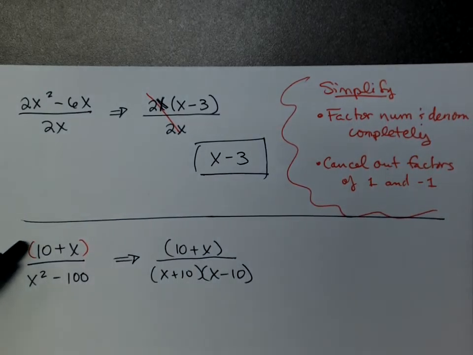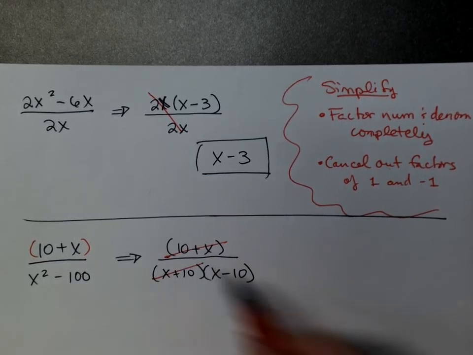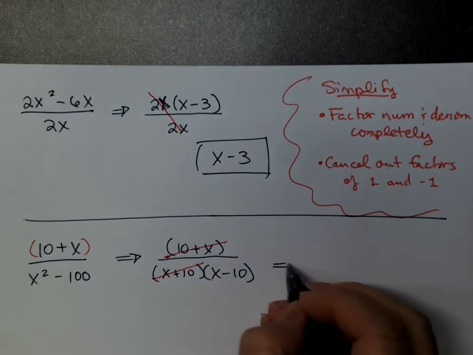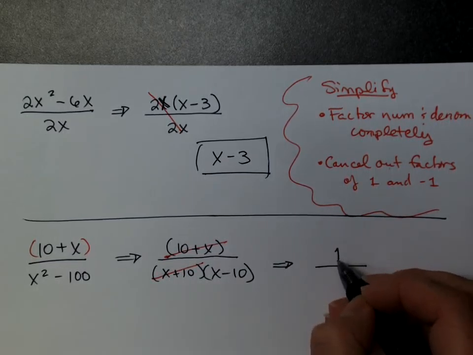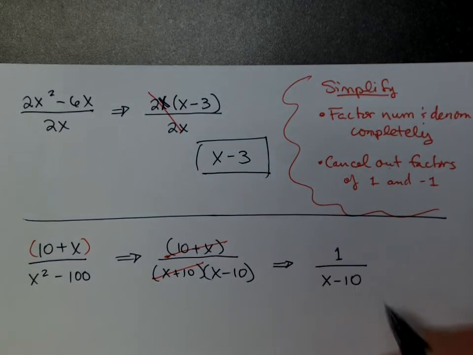Fully factored, I've got 1 factor on top and 2 factors on the bottom. Do I see any that match, that are factors of 1 or negative 1? 10 plus x, x plus 10. Those are the same thing, a factor of 1. That's not negative 1 because they're both plus. Order doesn't matter, they have the same value. Now, if you cancel out a factor of 1, you don't have to write the 1, except when you cancel out and there's nothing left. You may need the 1 as a placeholder. What's left on top? If there's nothing else there, you do have to write the 1. And on the bottom, you can leave it locked up as x minus 10 in parentheses or not.